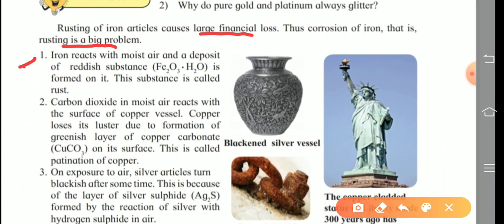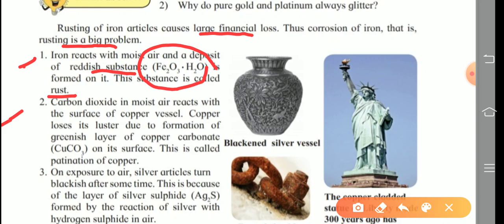What is the first one given? Check. Iron reacts with moist air and deposits a reddish substance. What is the reddish substance? What is the formula given? Fe2O3.H2O, means some moisture is present along with this iron oxide that is formed on it, and that is called rust. So what is the formula of rust? The formula of rust is Fe2O3.H2O. Clear?